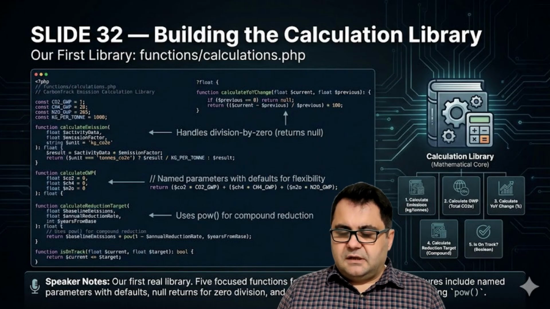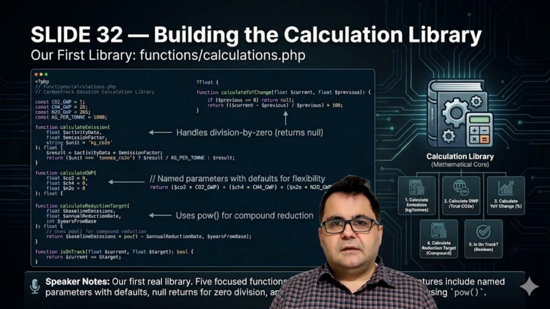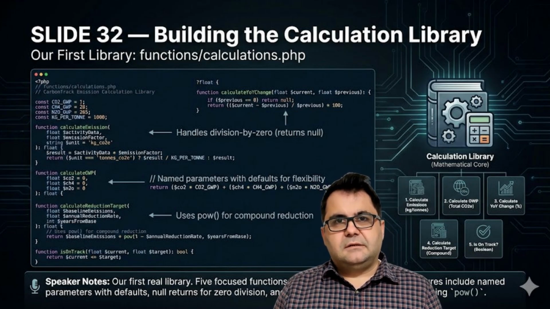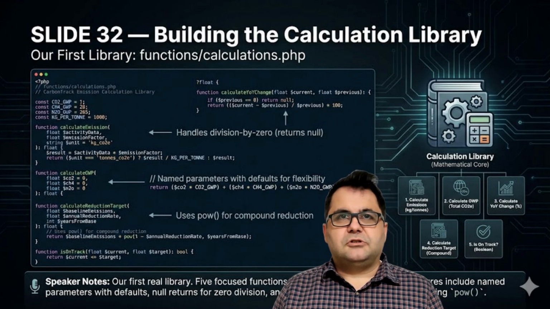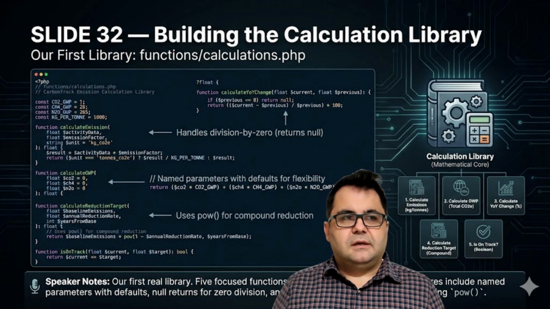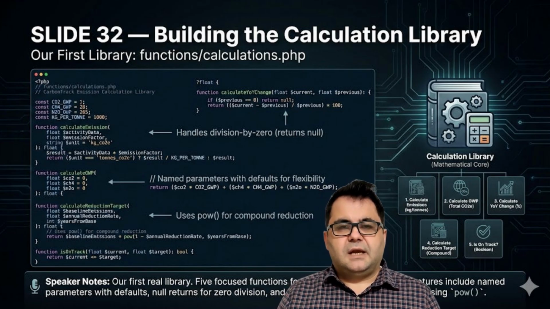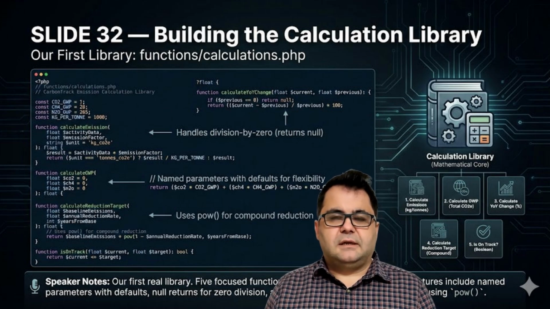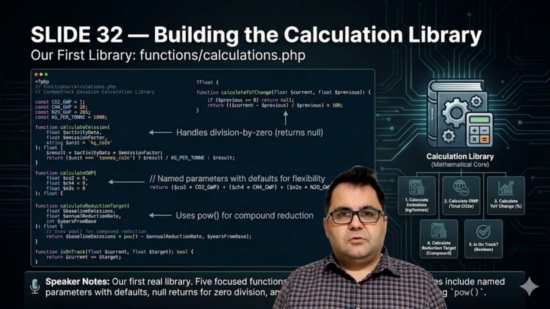This is our first real library file. Five functions, each doing one thing: calculate emissions, calculate GWP, compute year-over-year change, calculate a reduction target, and check if current emissions are on track. Notice calculateGWP uses named parameters. With defaults, you can call it with just CO2 or any combination of gases. calculateYearOverYearChange returns null if the previous value is 0 to avoid division by 0. calculateReductionTarget uses pow for compound reduction. A 4.2% annual reduction compounded over 5 years gives a different target than a simple 21% reduction. This library becomes the mathematical core of our platform.